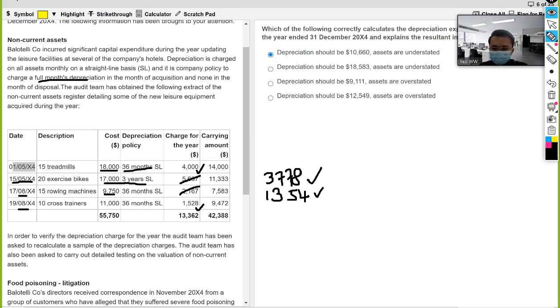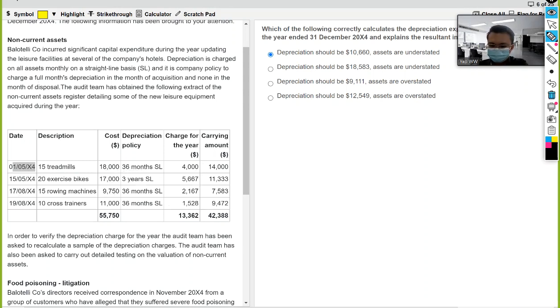altogether 10,660. But they charge 13,000. They charge too much, right? For the depreciation. So when they charge too much, assets are understated. Therefore, the first option is the answer. Okay. Number 2.